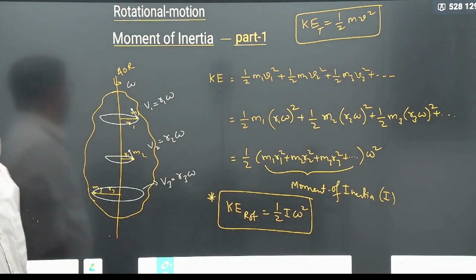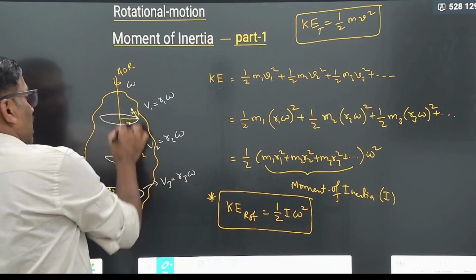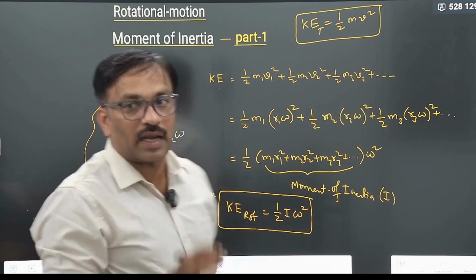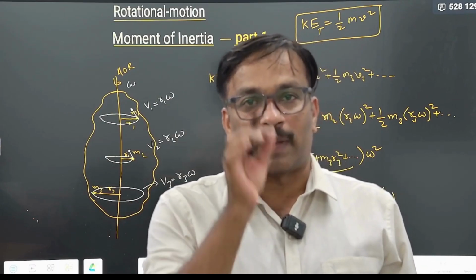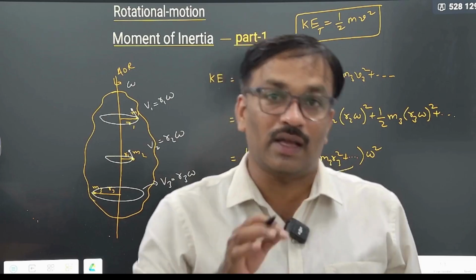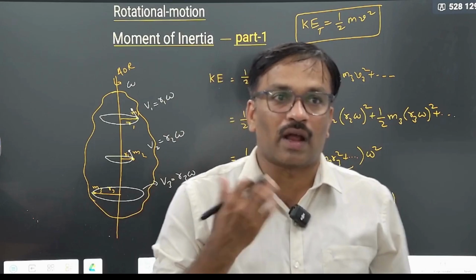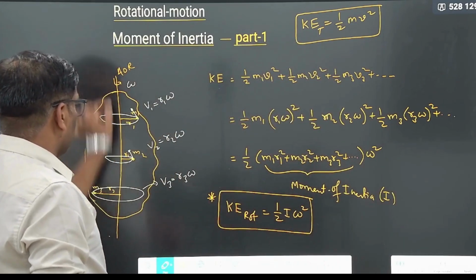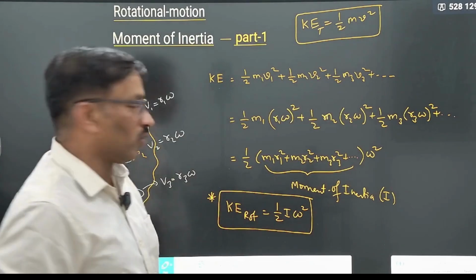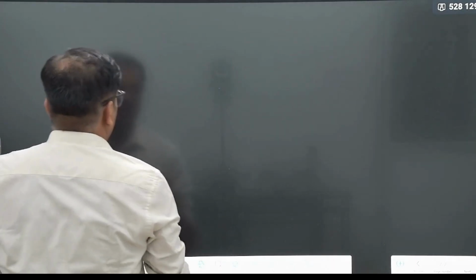Here is one more important point: the particles which are lying on the axis of rotation are not moving at all. So the particles or masses lying on the axis of rotation are treated to be at rest. They are not rotating. Now we'll go for the moment of inertia.